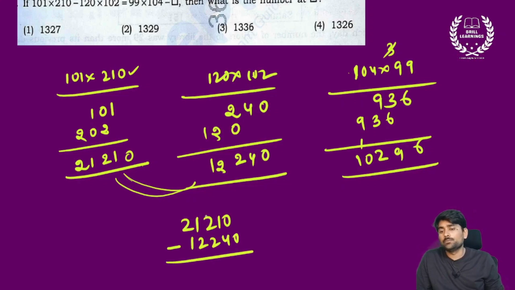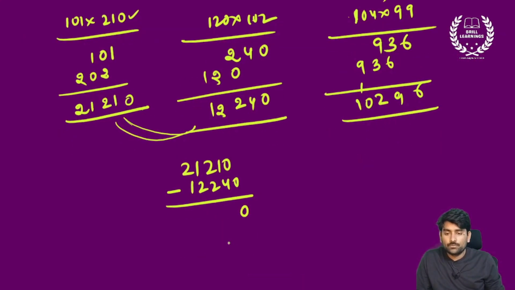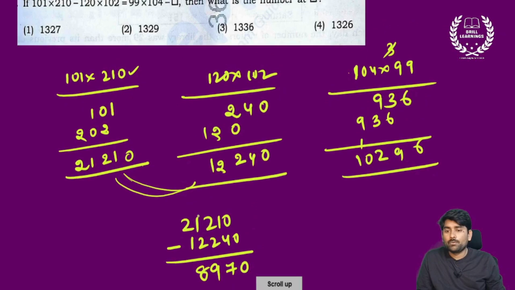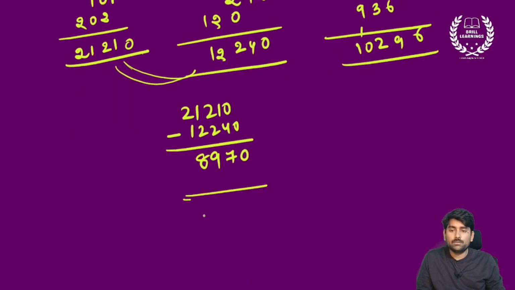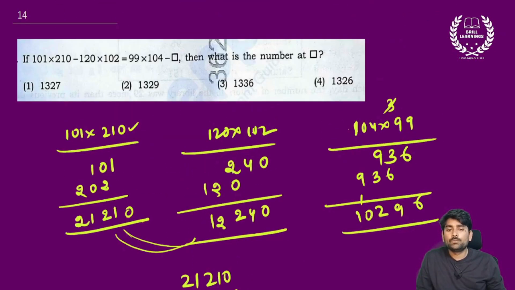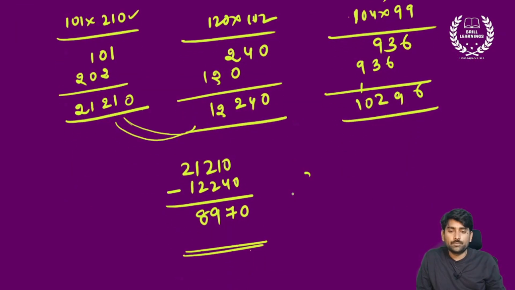Left hand side portion I am simplifying. Okay, 0, 7, here it is 5240, right? 1 9, here it is 8. Okay, 8970. Now what you need to do, simplify this value in the given expression. 8970 is equal to 10296 minus unknown value x.